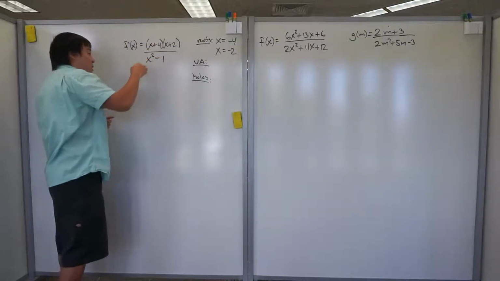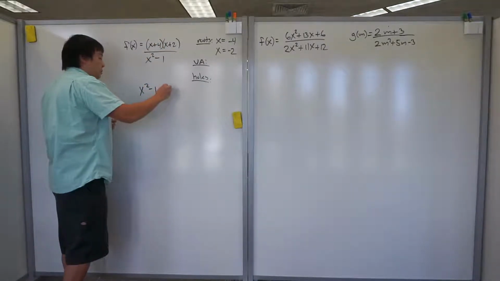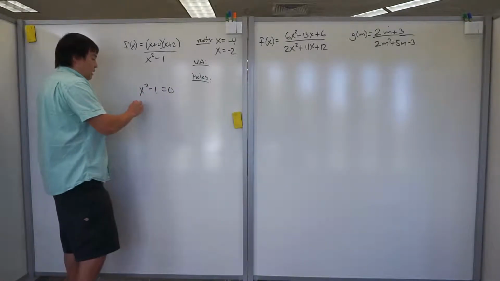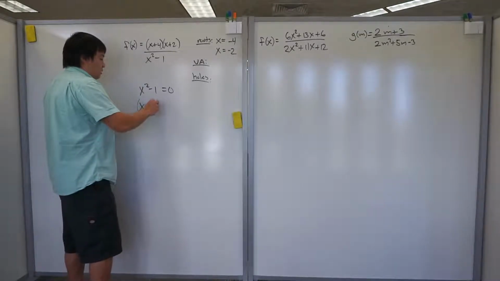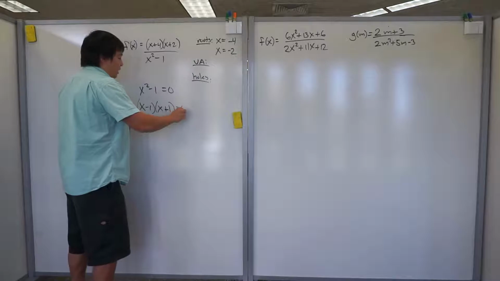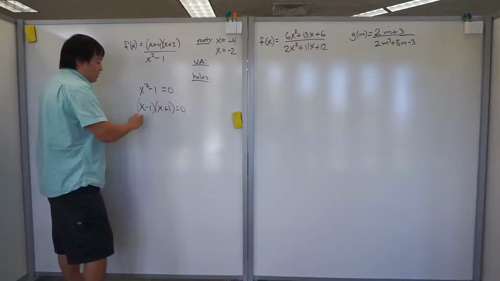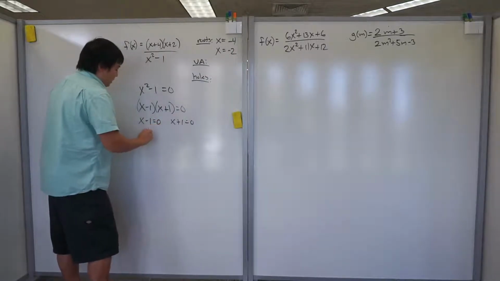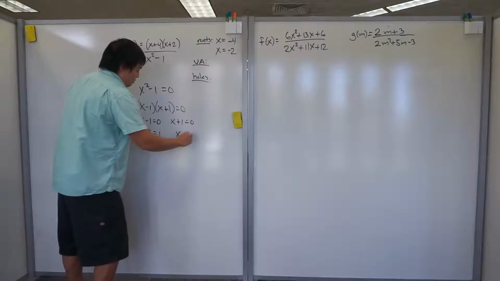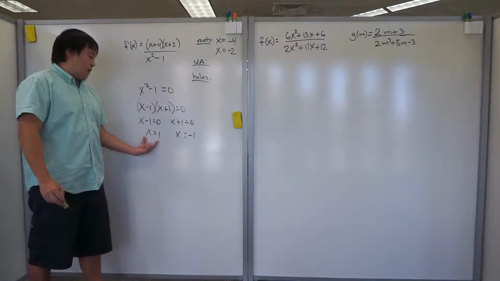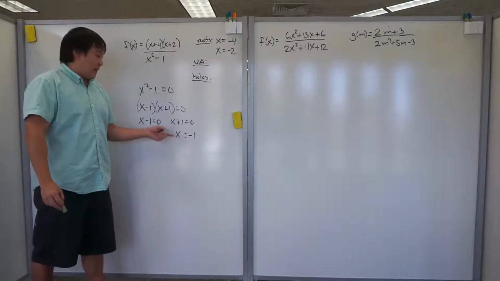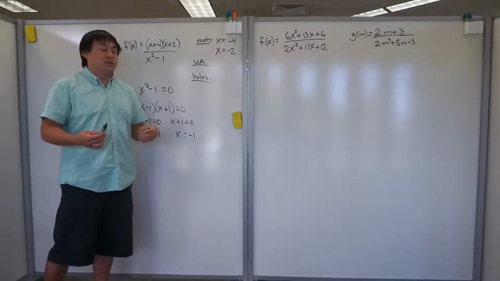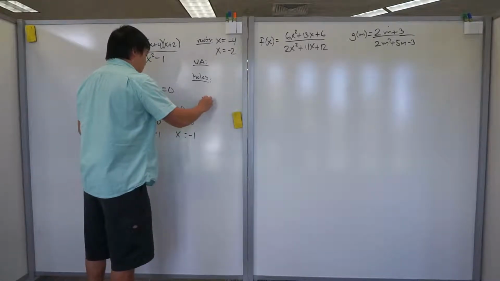So just like we set the top equal to 0, we're going to set the bottom equal to 0. If you have this part over here, we get x minus 1 times x plus 1, because it's a difference of squares. And then again, set each part equal to 0. So x is equal to 1, x is equal to negative 1. So we have negative 1 and 1 as the places where we have division by 0. But the question is, are they holes or are they vertical asymptotes? So I'm going to go ahead and write this over here.